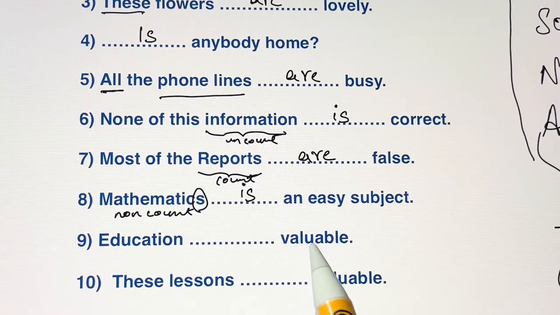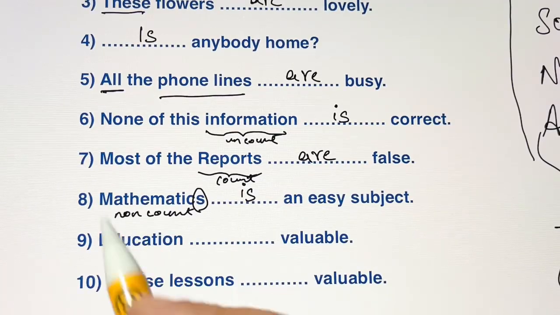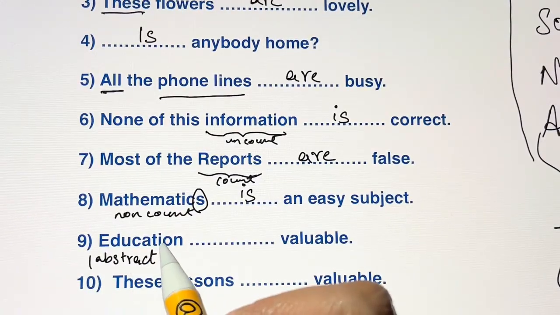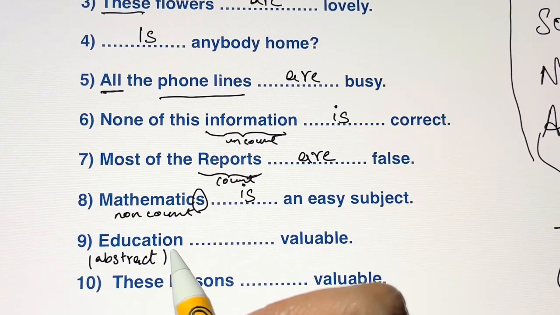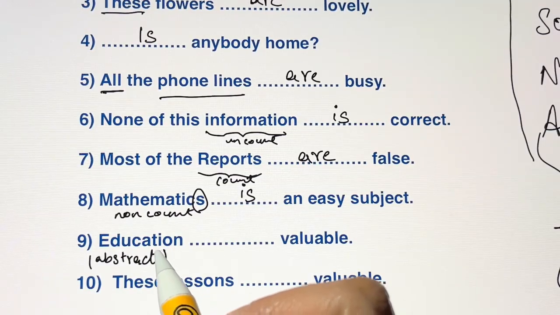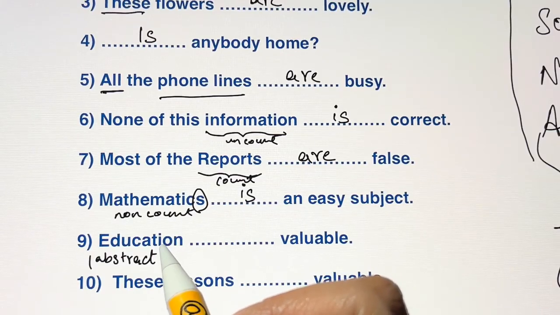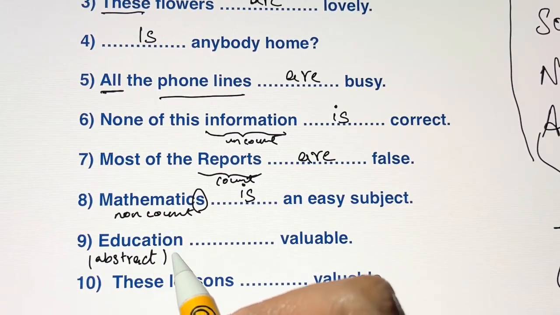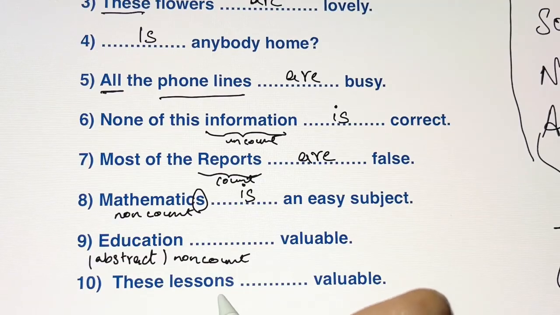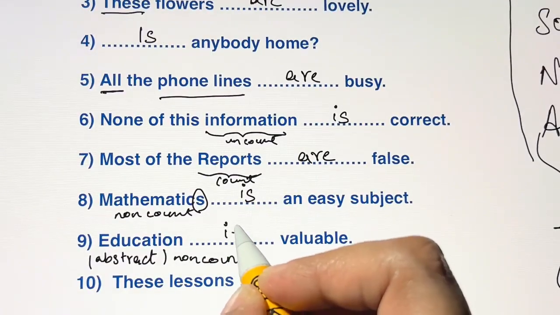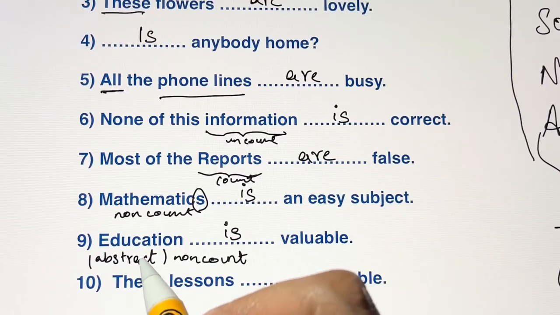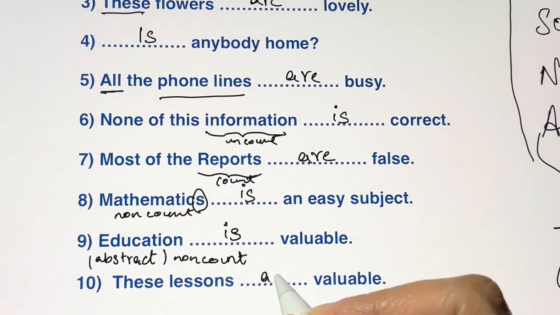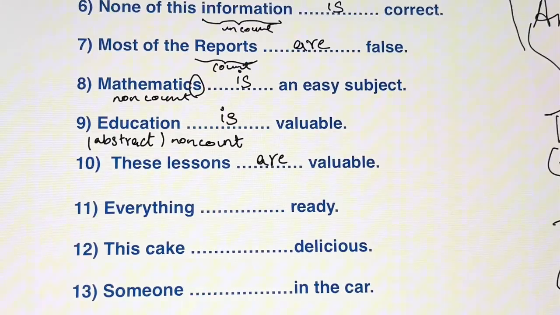Education blank valuable. Now education is an abstract noun. What do you mean by abstract noun? Education is not a physical thing. We cannot hold it in our hands. For example, few more examples: love, advice. They are all abstract nouns which cannot be counted. Non-countable nouns. So we use is, singular verb here. Education is valuable. These lessons blank valuable. These lessons are valuable. You can count your lessons, right?